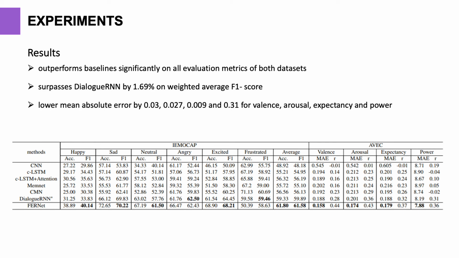Specifically, our model surpasses DialogueRNN by 1.69% on weighted average F1 score. For the AVEC dataset, our model lowers mean absolute error by 0.03, 0.027, 0.009, and 0.31 for valence, arousal, expectation, and power.